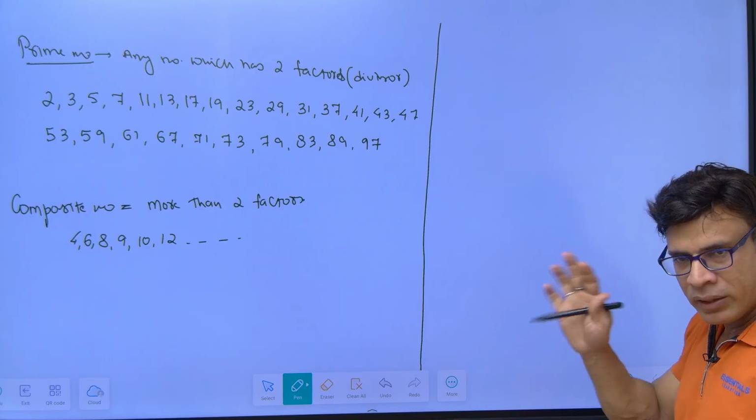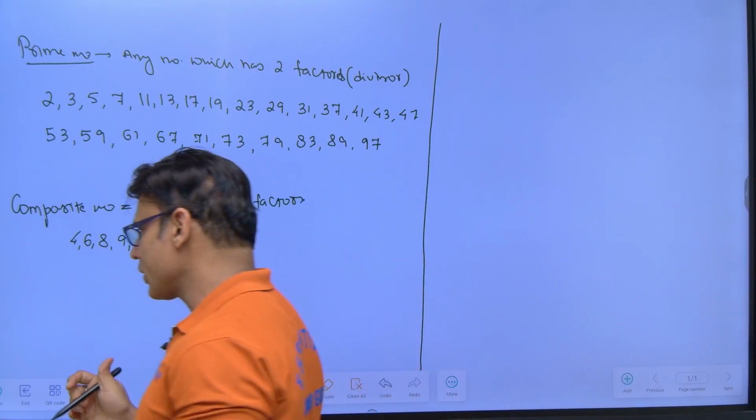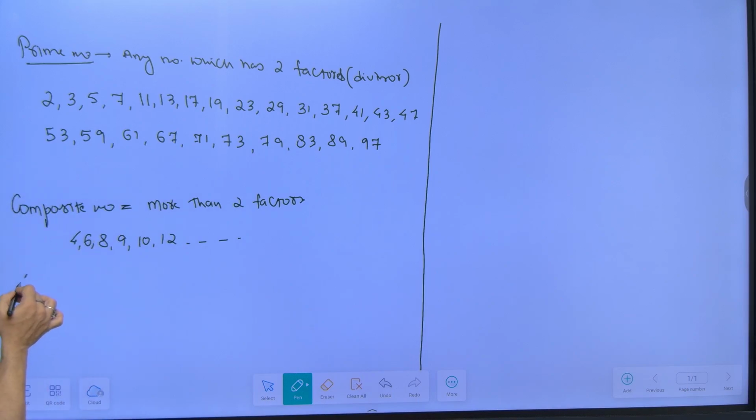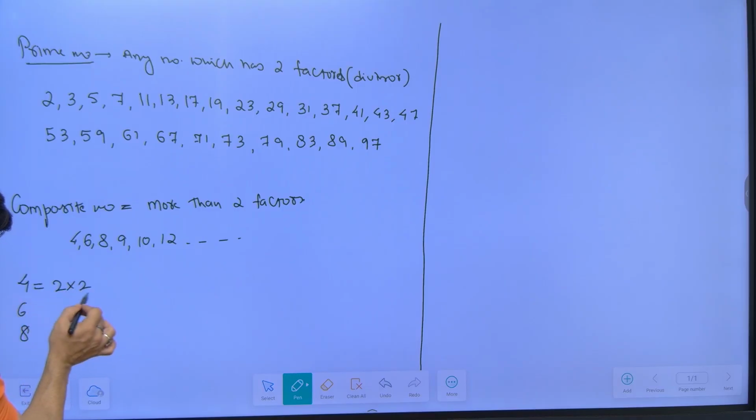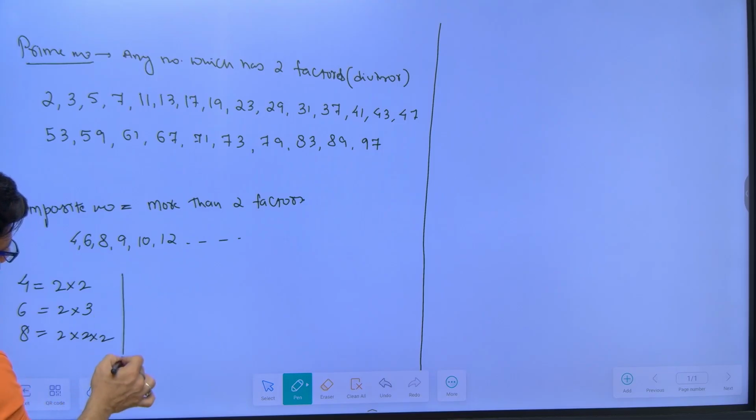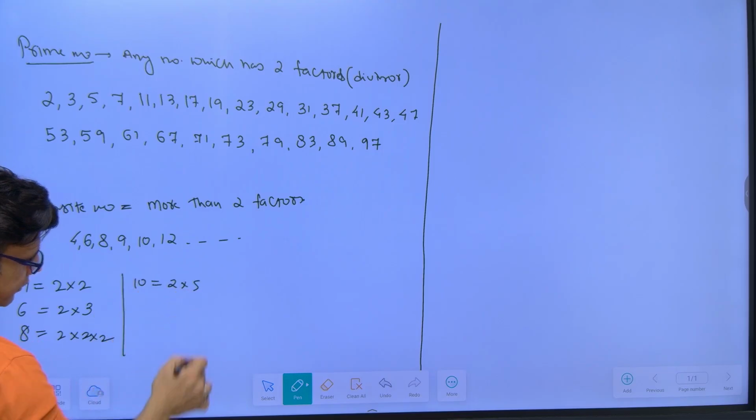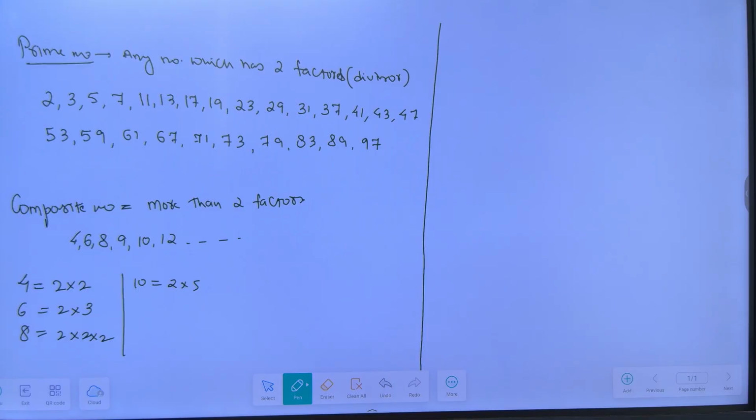If you look at any composite number, whether it is 4, 6 or 8, any composite number you take. 4 is made by what? 2 into 2, a prime. 6 is made 2 into 3. 8 is made by 2 into 2 into 2. 10 is made by 2 and 5. So either a number is a prime or it is made by multiplying primes. Here 10 is made by what? 2 into 5. And 2 is also prime, 5 is also prime. 8 is made by what? 2 into 2 into 2. So either in maths, a number will be a prime or it is made by primes, except one.